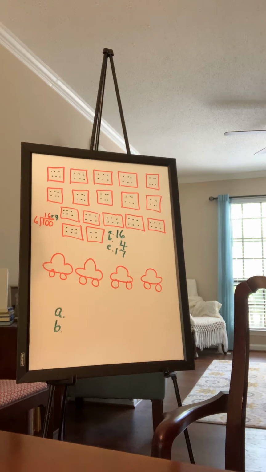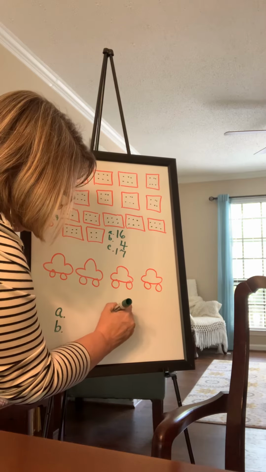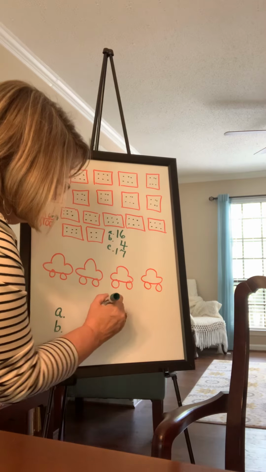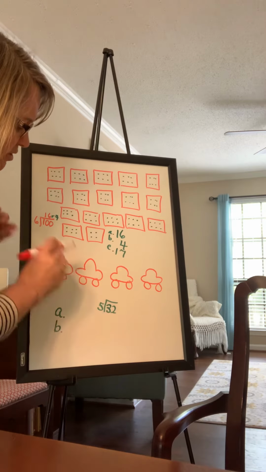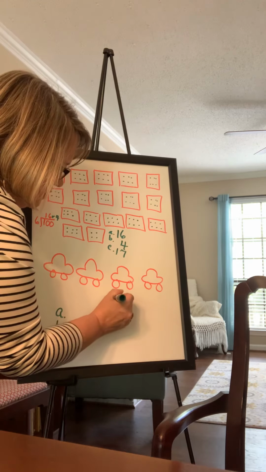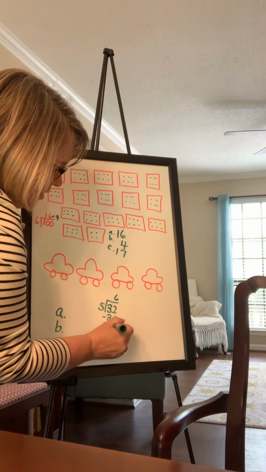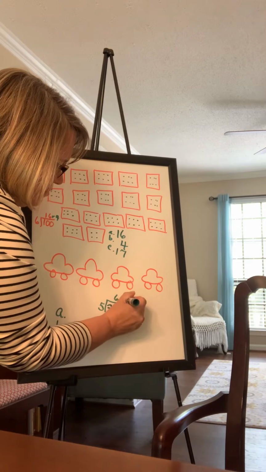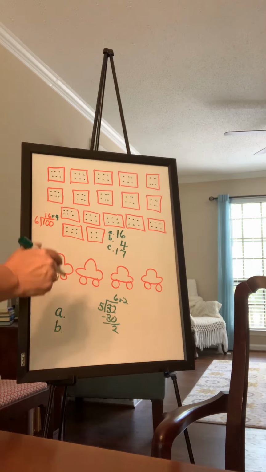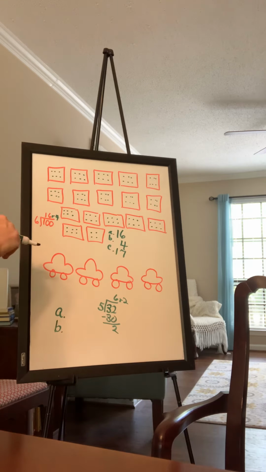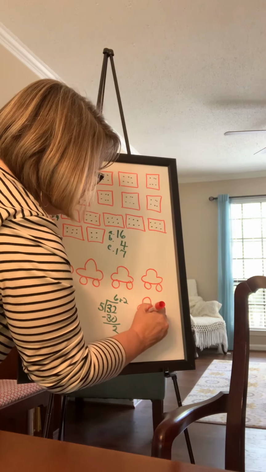Okay, so we have 32 divided by 5. Well, 5 fits into 32 6 times. 5 times 6 is 30. And then we subtract, and we have 32 minus 30. We have 2 left over. So 6, remainder 2.